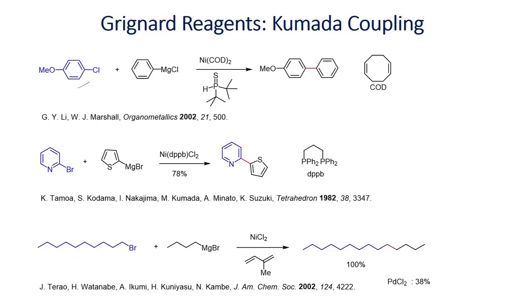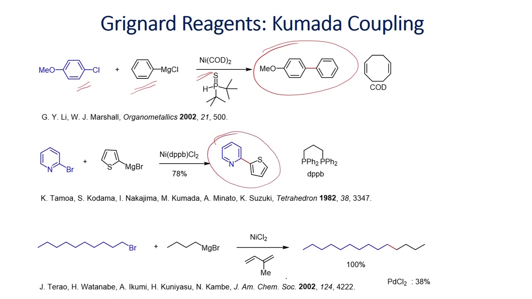We look at the first example. It involves the coupling of this 4-methoxychlorobenzene, which can undergo a coupling reaction with this phenyl magnesium chloride in the presence of nickel COD complex to give this biphenyl derivative. The next example is the coupling of heterocyclic systems, where reaction of 2-bromopyridine with thiophene magnesium bromide is shown in the presence of nickel 2 complex via C-C coupling reaction.